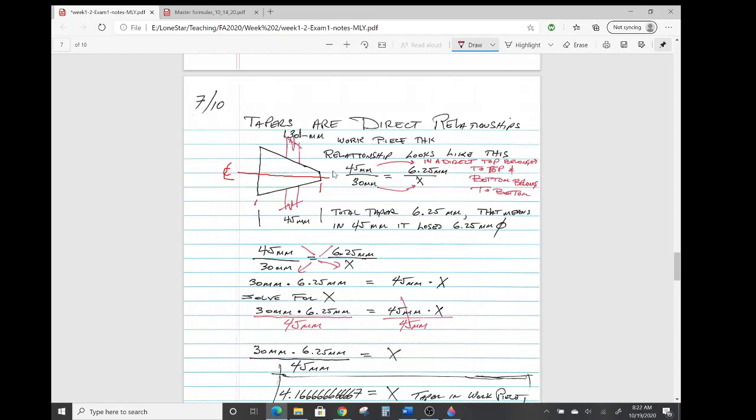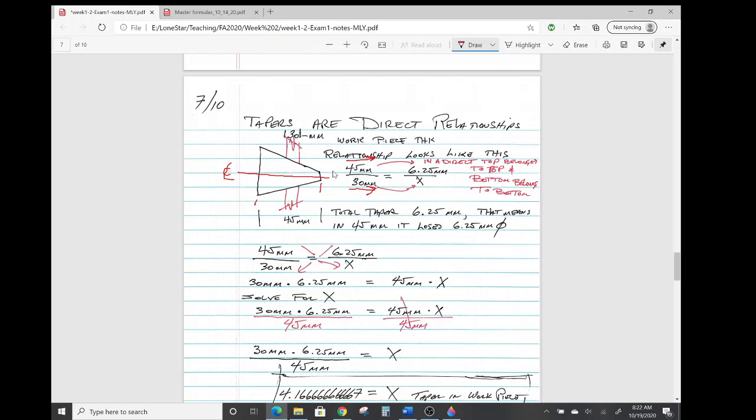Now, we knew that when we did pulleys and gears, it was just the opposite, right? Because it was indirect. That belonged to that, and that belonged to that. But not here. Not in a direct. Not in a taper. This belongs to this. So now we set 45 millimeters in length. This is the total horizontal length. It loses 6.25 millimeters. So we set this relationship up like this. Do it just like this, and you won't have a problem.